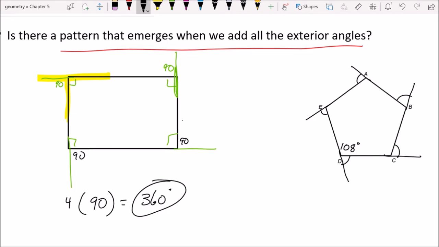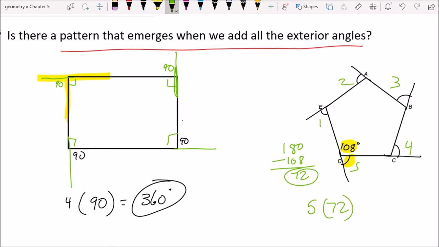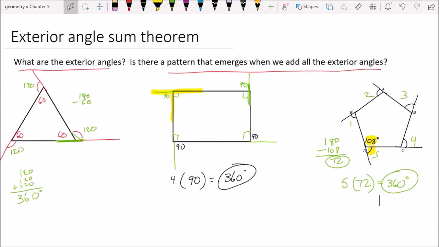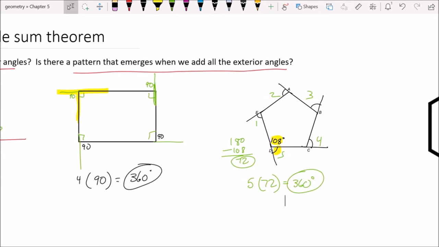So how do we figure this out? We know that these two angles down here, 108 and the exterior angle, make a linear pair. They have to add to 180. So 180 minus 108 is 72. There are 1, 2, 3, 4, 5 exterior angles. So this is 5 times 72. And what is 5 times 72? Oh, interesting. 360. Okay. So that pattern has held up. That's 3 shapes in a row. 360, 360, 360. Let's do another one.